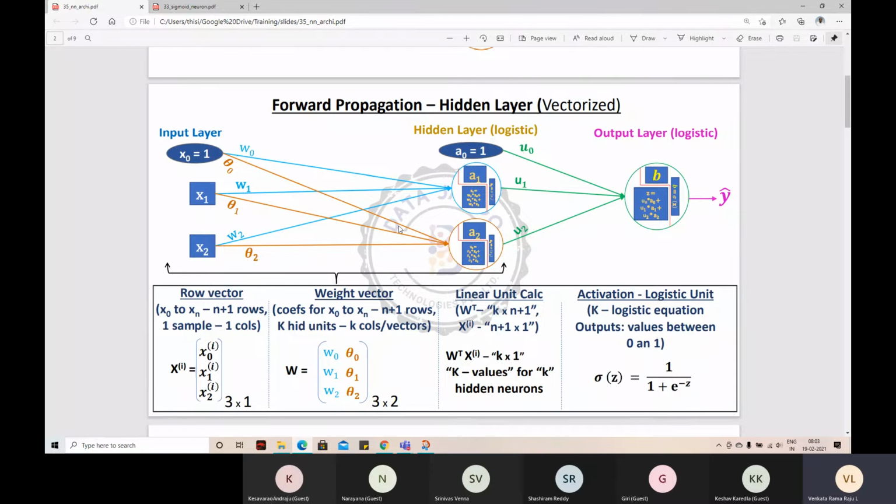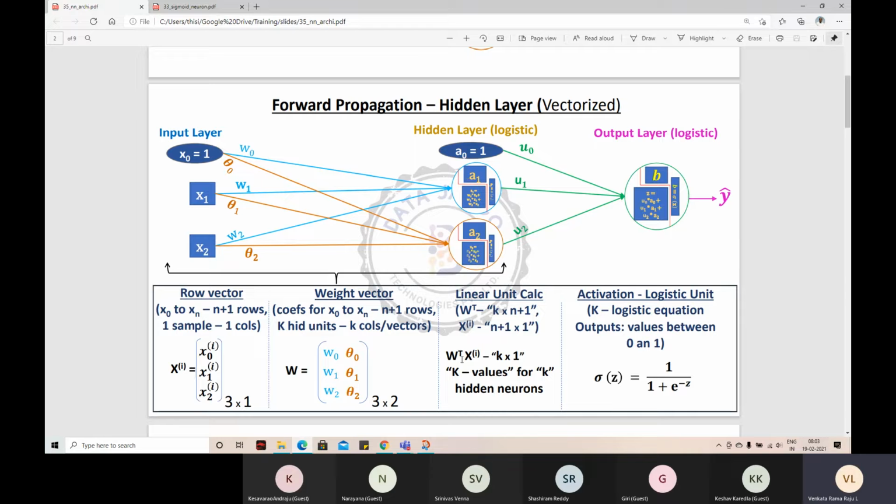Now, to find out the neuron's value, we need three weights because there are three values in the vector. To multiply each value, we need one weight: x0i, x1i, x2i. Three values, three weights should be multiplied: W0, W1, W2 for this node. For this other node, there will be three weights: theta 0, theta 1, theta 2. To multiply these and produce these two equations.